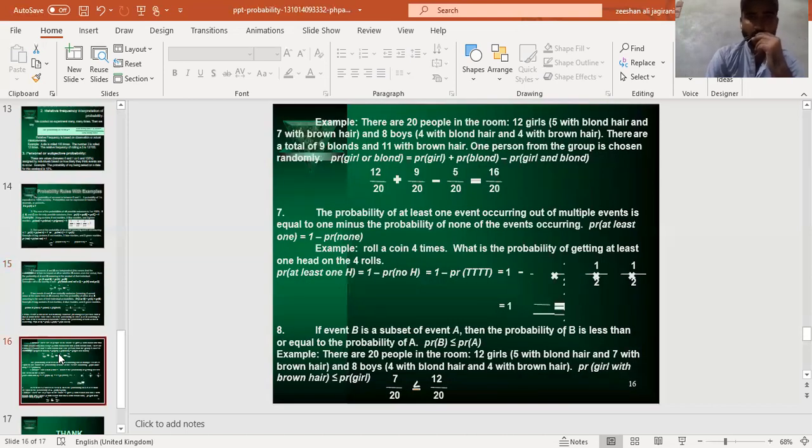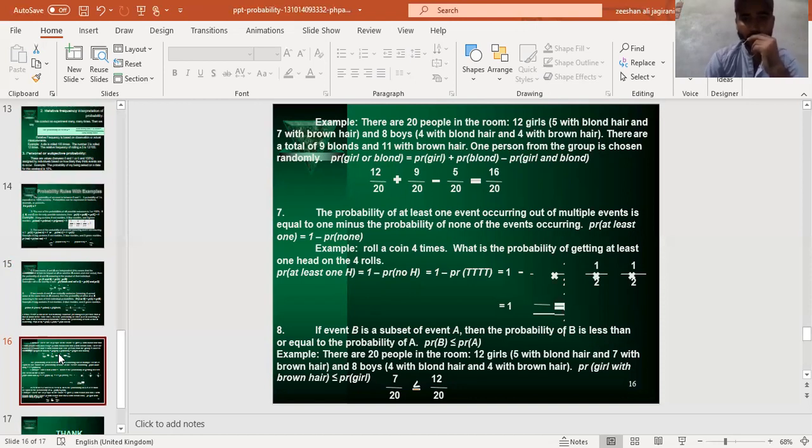Example: there are 20 people in the room. 12 girls, 5 with blonde hair and 7 with brown hair, and the boys, 4 with blonde hair and 4 with brown hair. There are a total of 9 blonds and 11 with brown hair. One person from the group is chosen randomly. P(girl or blonde) is equal to P(girl) plus P(blonde) minus P(girl and blonde), like 12 divided by 20 plus 9 divided by 20 minus 5 divided by 20 is equal to 16 divided by 20.